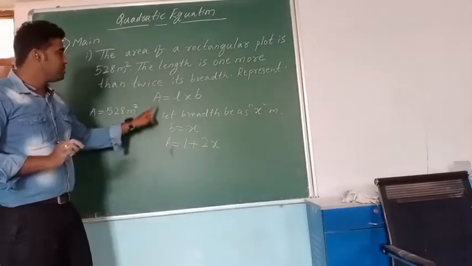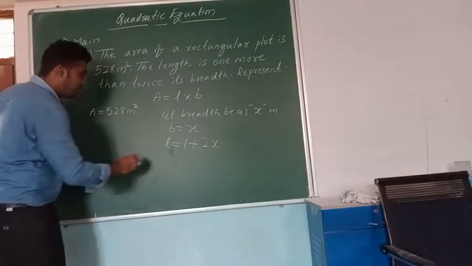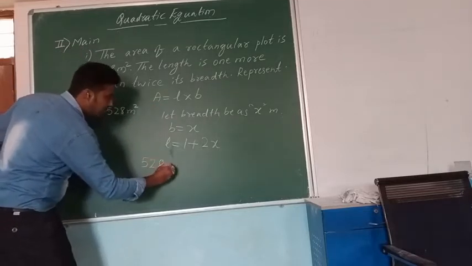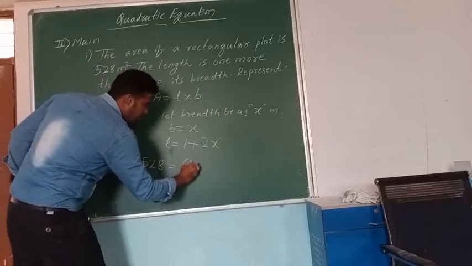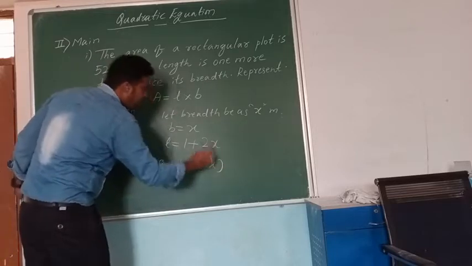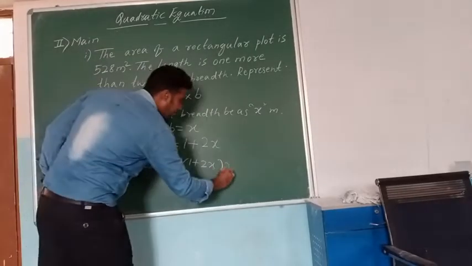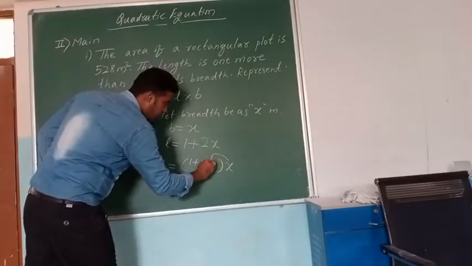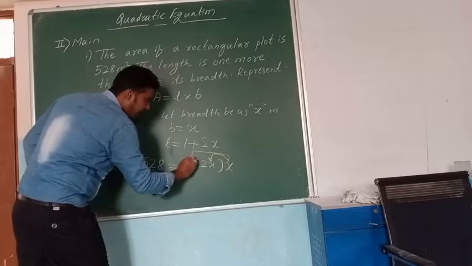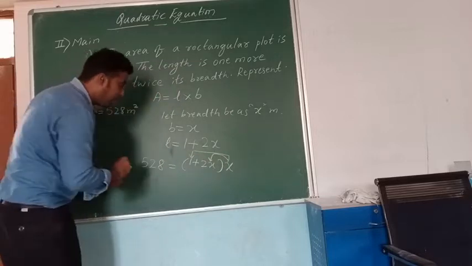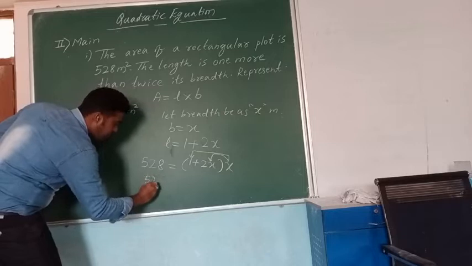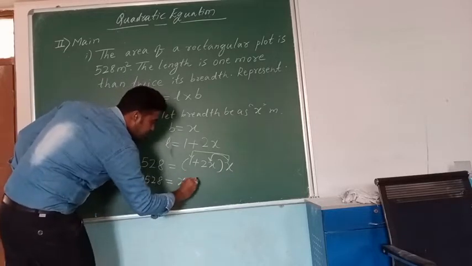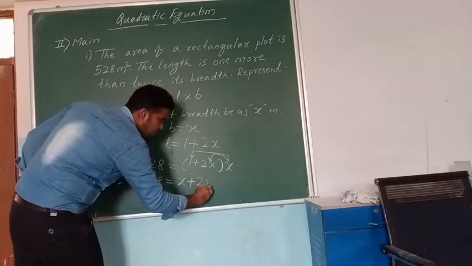So what does it become? We have A, that is 528, which I substitute in the place of A. 528 is equals to (1 plus 2x) into x, since breadth is x. Outside the bracket, this x we need to multiply two times, one with this one and another with this one. Let us multiply, it becomes 528 is equals to x plus 2x square.